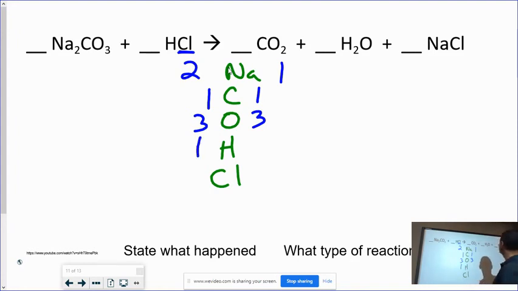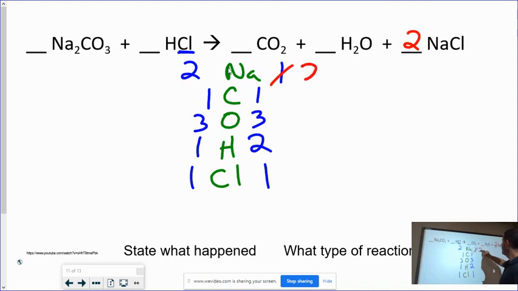I have 1 H on that side. I have 2 H's on that side. I have 1 Cl on that side, and I have 1 Cl on that side. No diatomics, kind of want to save oxygen and hydrogen for last. So the first thing that I would do is I'm going to balance out these Na's. It's not hydrogen or oxygen. So I'm going to go ahead and put a 2 there.